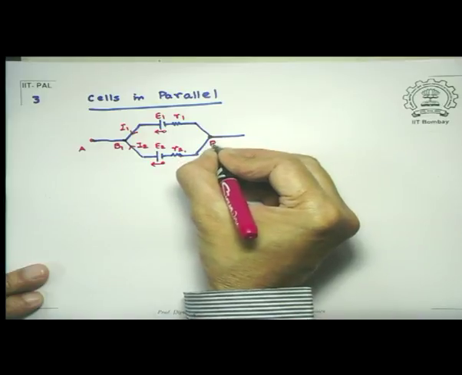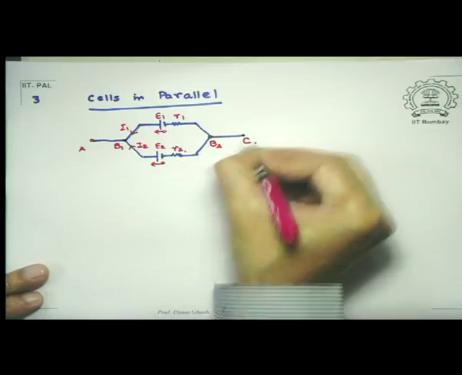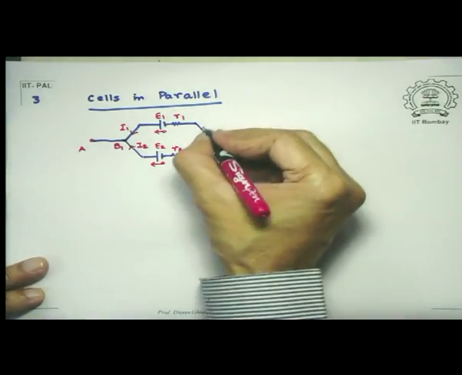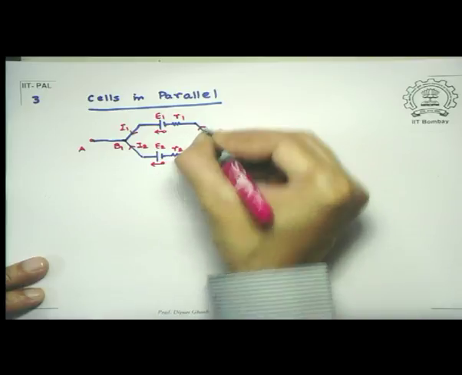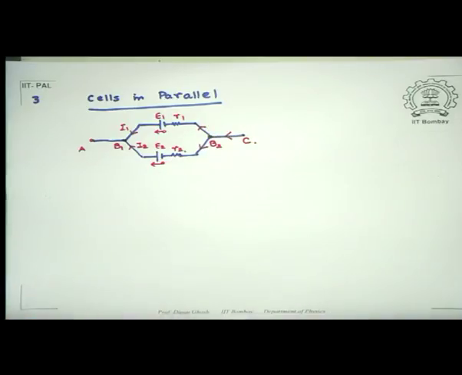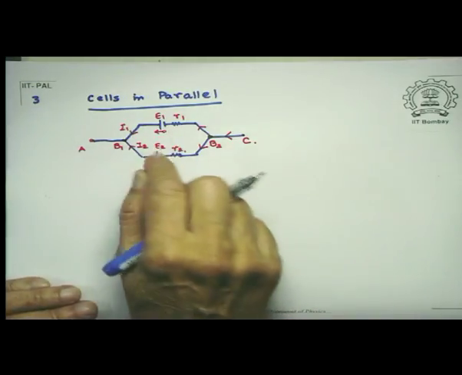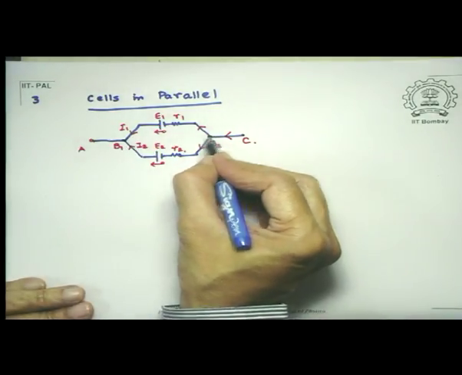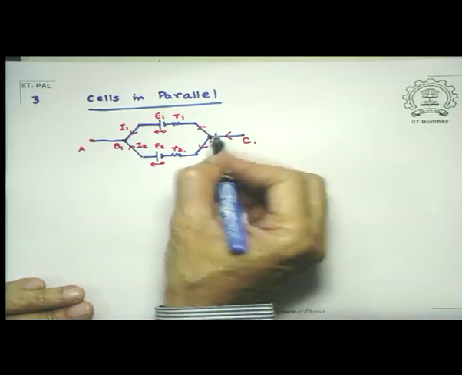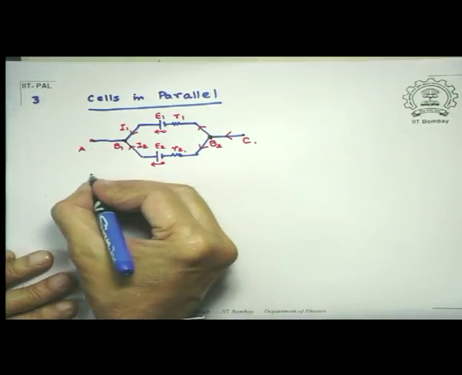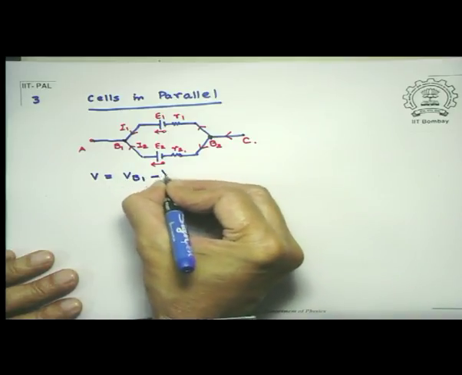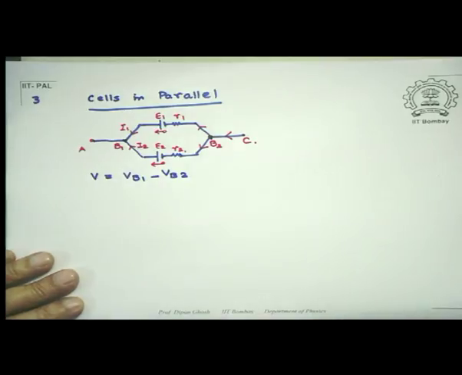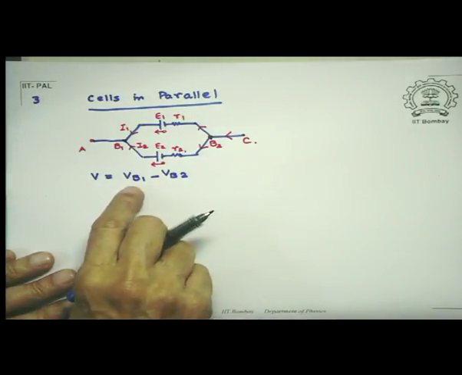Let's call this point B2 and this point is C. And obviously, since this is the negative terminal, current is coming like this and current is coming like this, and of course this is the way it is. Now suppose VB1 and VB2 are the voltages here and there. So my V is VB1 minus VB2, and look at what each one of them is.